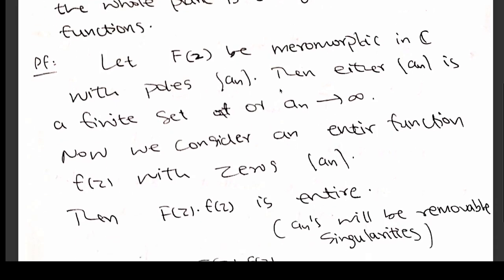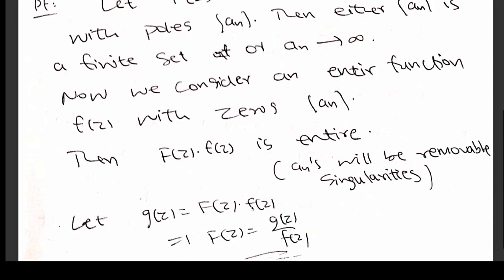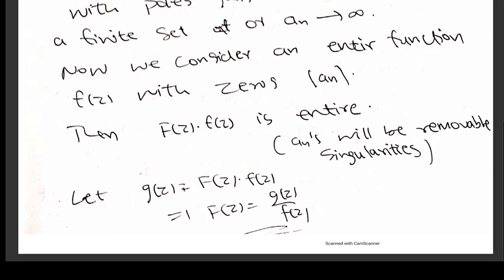This is easy to prove. Let me leave the proof for you. You start from a meromorphic function f with poles at a_n, and you construct an entire function with zeros exactly at a_n, and you consider the product of f with it, that is g(z), and you can easily see that g is entire. So f(z) can be written as g(z) by the entire function.